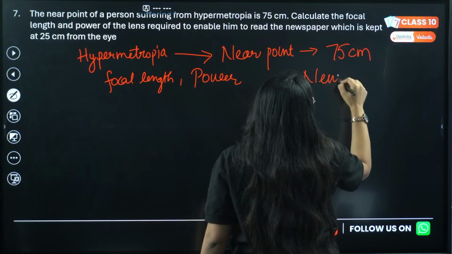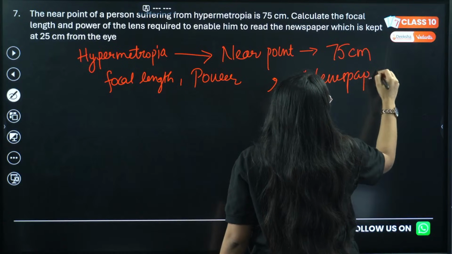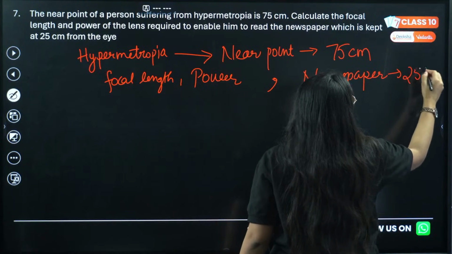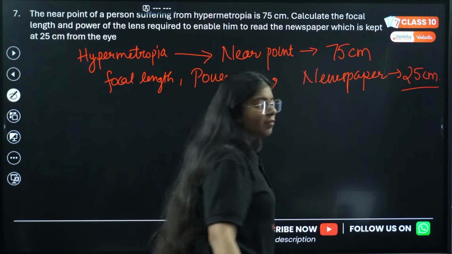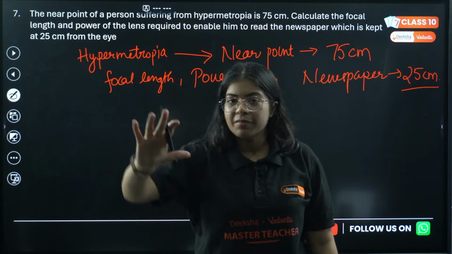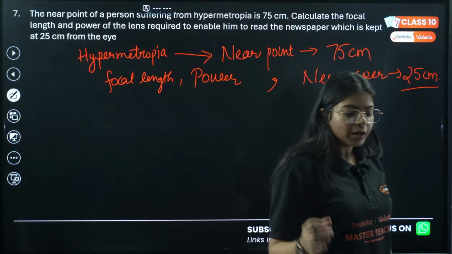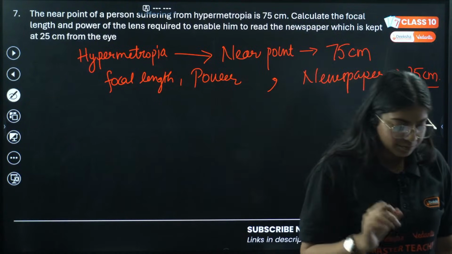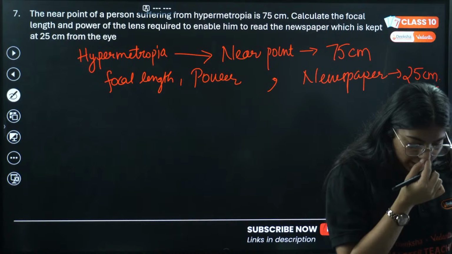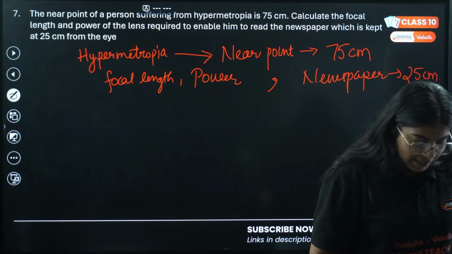Now the newspaper is at 25 centimeter. Okay, listen to me carefully. We'll do it step by step. We wrote everything down. Now let me know what will be the value of u and what will be the value of v. Ma'am, v is minus 75, u is minus 75.